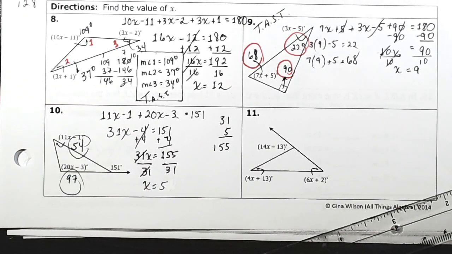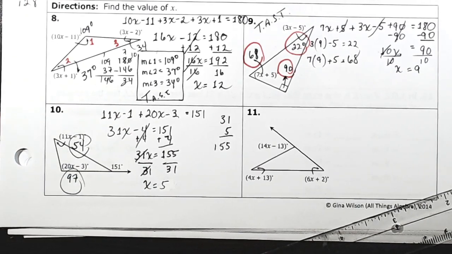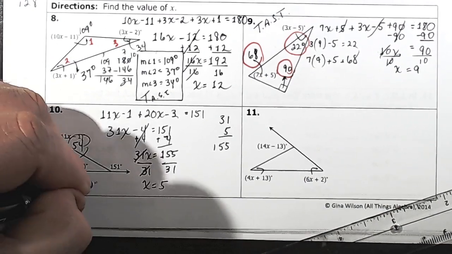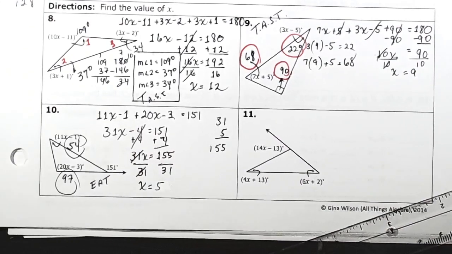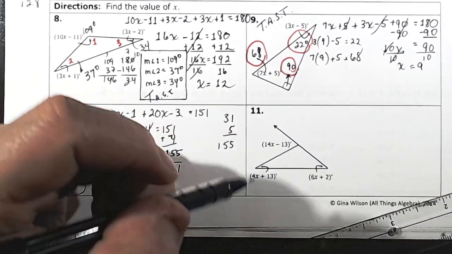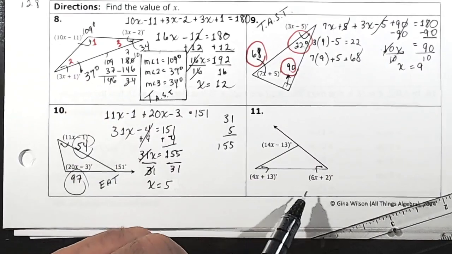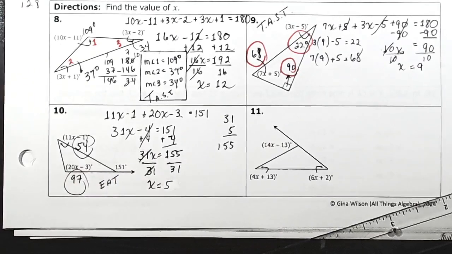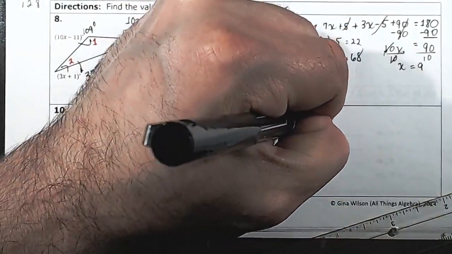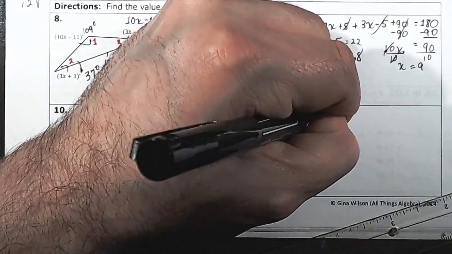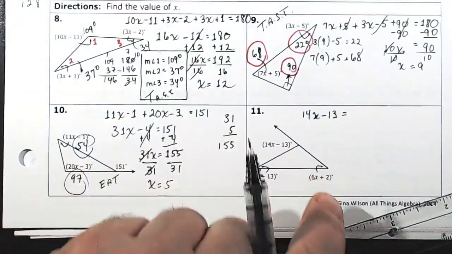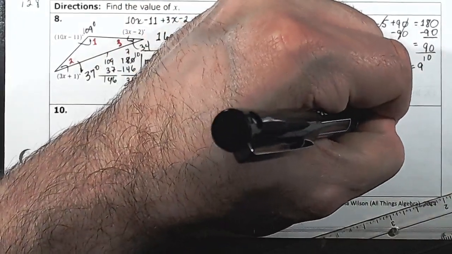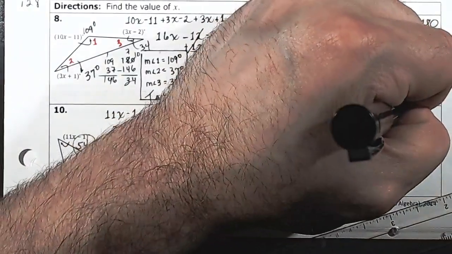Let's look at 11. What's going on with 11? Okay, so this is by the exterior angle theorem, by the way. Same thing here. So we're going to set 14x minus 13 equal to the sum of these two things, because this is the exterior angle, and these are the two non-adjacent interior angles. So 14x minus 13 is equal to the sum of these two angles: 4x plus 13 plus 6x plus 2.